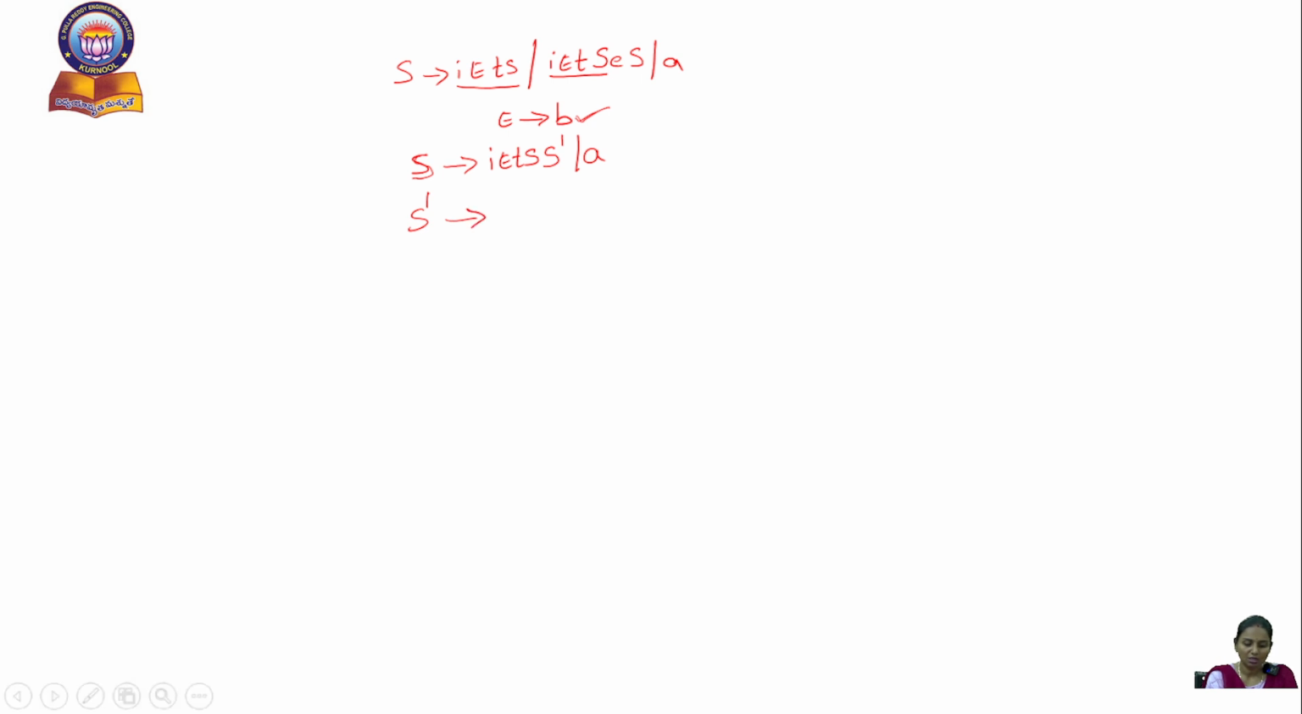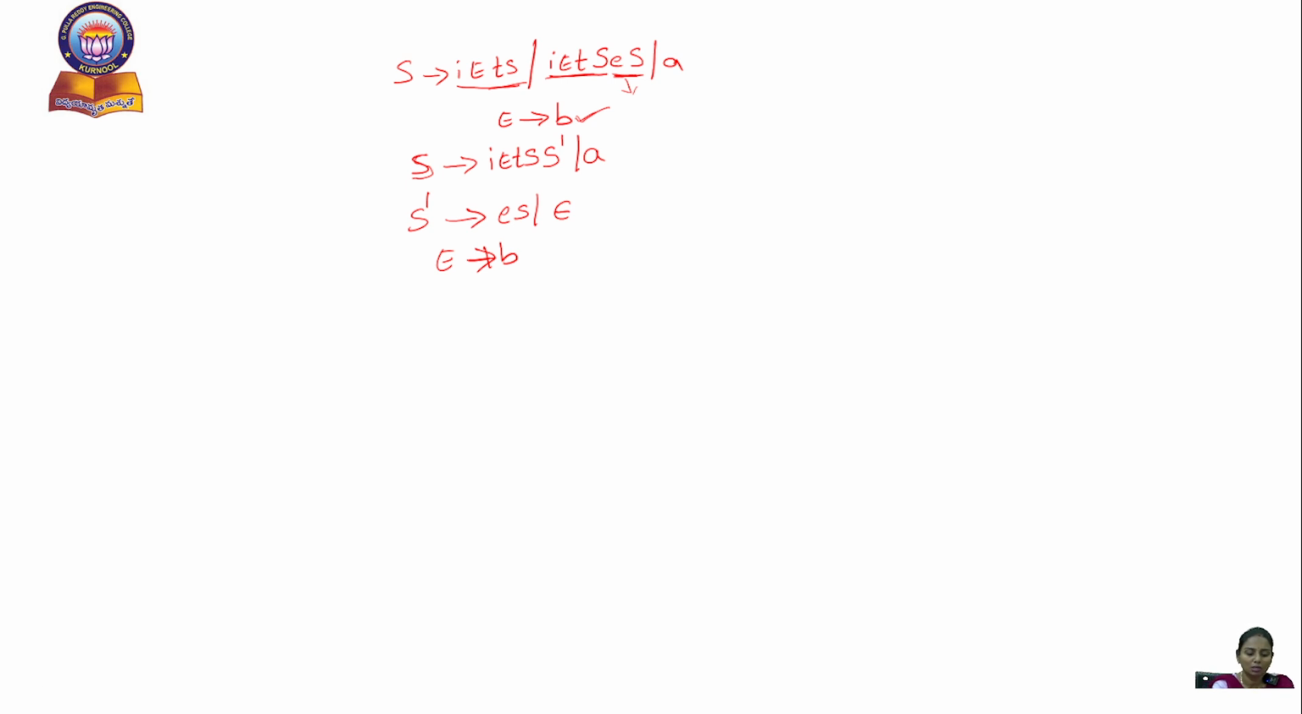S dash derives what is remaining here. ES is remaining. These are the common prefixes and this is remaining. So S dash derives ES or epsilon. And E derives B as usual. This is how we transform a common prefix grammar into a usable grammar.